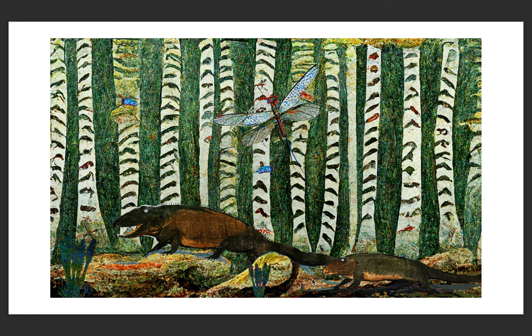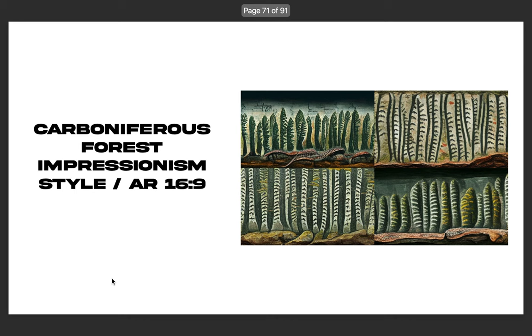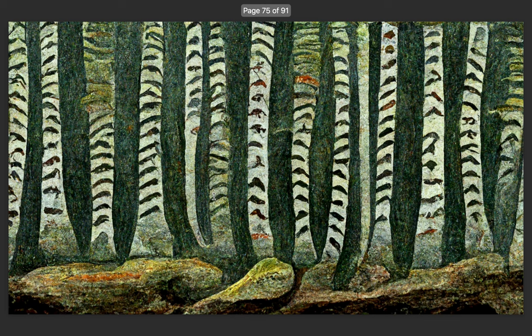So I painted only this figurine, some of this figurine, and some of these plants. Everything else was Midjourney made. I told him to give me a carboniferous forest in impressionism style with an aspect ratio of 16:9, which is like standard wide-angle movie screen size. So it gave me these results. I chose this one, enhanced it, and then painted the creatures over it.